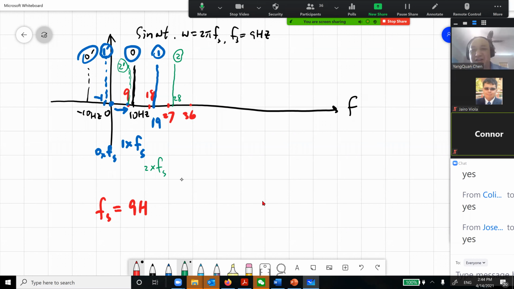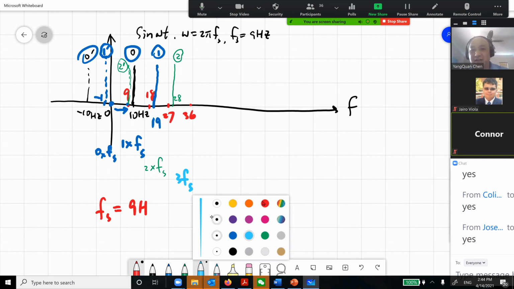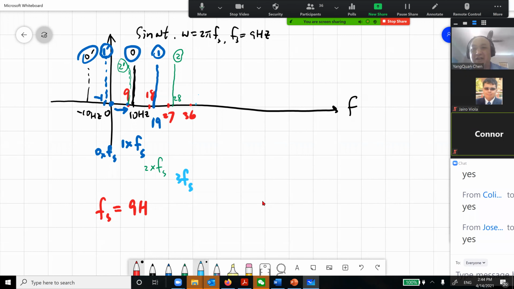So let's continue to do this game. Change to another color. I have 3 Fs. What is my 3 Fs? 3 times Fs gives me 27. So my 27 is here. Add 10 is 37. So I have 37 in here. This is my 3. Where is the 3 prime? 3 prime is 27 minus 10, which is 17. So you got 17 in here. This is the 3 prime.